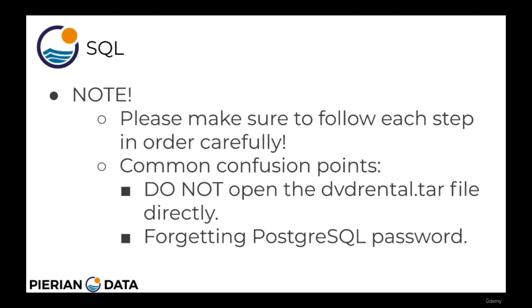Now, there's a couple things to note here. First thing to note is please make sure to follow each step in order very carefully. If you do these steps out of order or mess a certain part of each step up, then you may have to go back and restart from the very beginning. There's two really common confusion points. One is later on we're going to download a file called dvdrental.tar file. Do not open that tar file directly. We'll show you how to deal with it later on. And also later on we're going to set up a password for both PostgreSQL and pgAdmin. Make sure you do not forget that password and make sure you write it down somewhere.